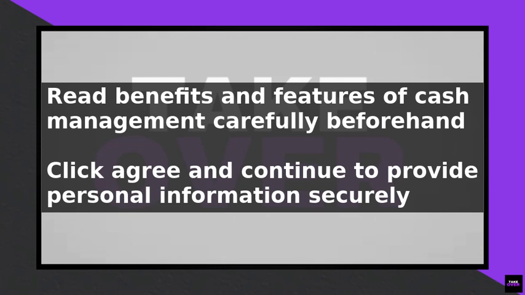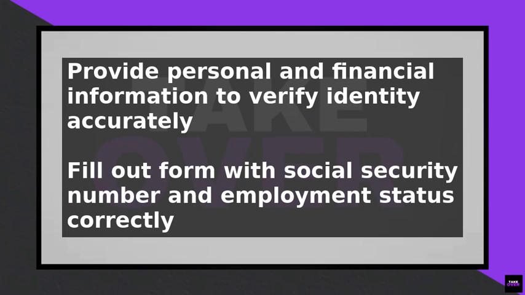After submitting your information, Webull will review your application and verify your identity. This process usually takes a few minutes, but it may take longer in some cases. Once your application is approved, you will receive a notification and your cash management account will be activated.